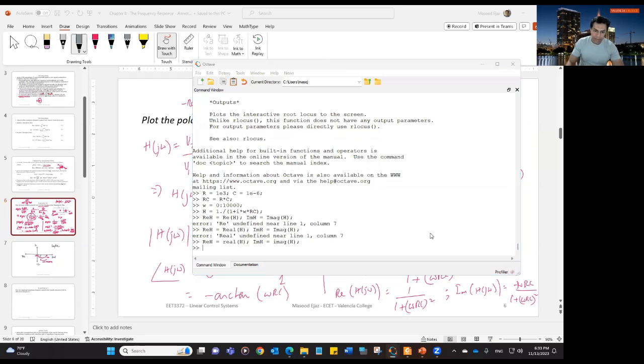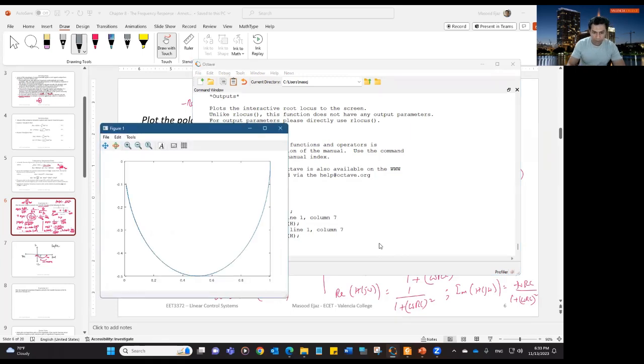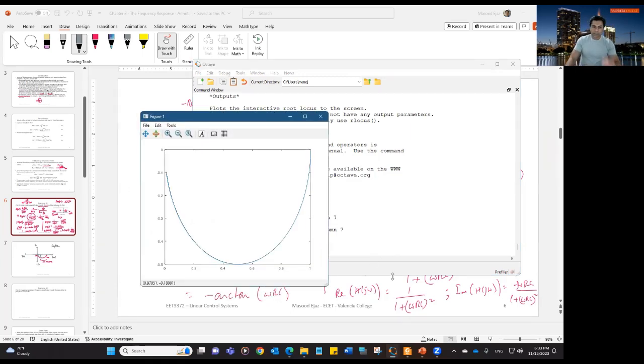And then all you have to do is to plot real versus imaginary. Plot real of H versus imaginary H. And the plot is going to be, of course, we're going on 10,000. We're not going all the way up to infinity, otherwise it's going to hit 0. But you can see that it started at 1, and then as omega is increasing, it is heading towards 0.